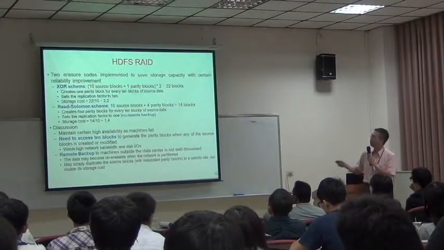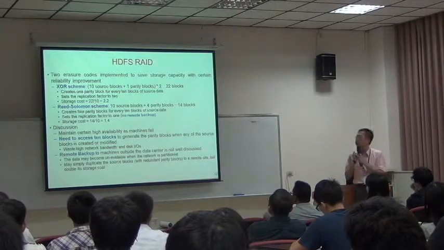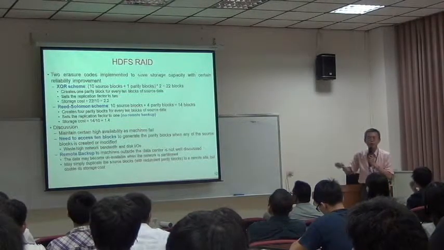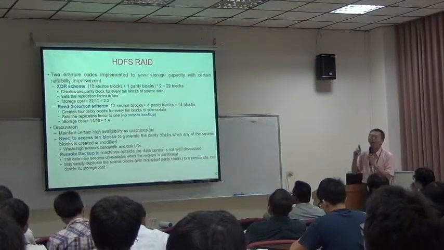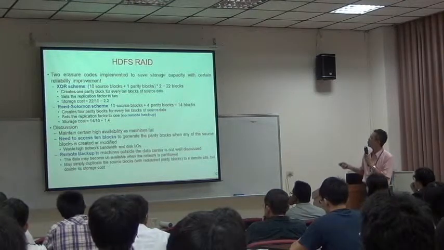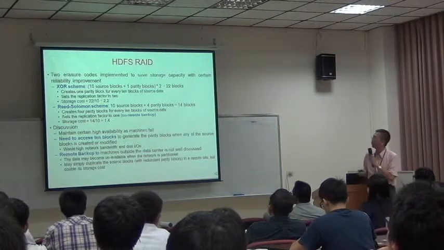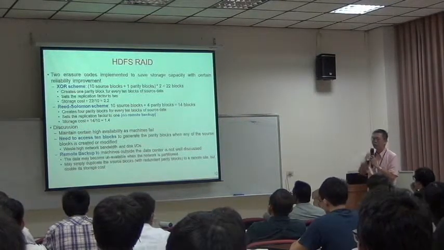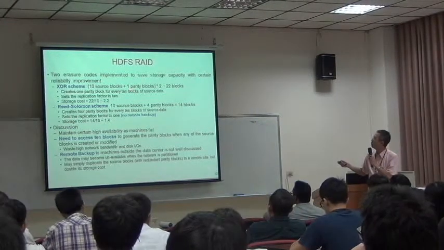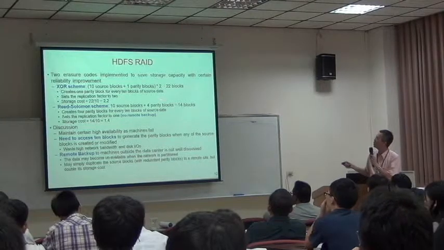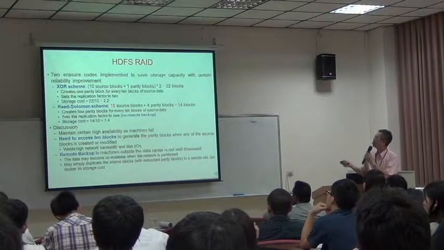For XOR, usually for both schemes, they will access 10 source blocks to generate the parity block. For XOR, you use 10 source blocks to generate 1 parity block. So it can reduce the storage cost to 1.1. However, to improve the reliability, they suggest to replicate the whole blocks, including the 10 source blocks and one parity block. So there will be 22 blocks in total. So the storage cost becomes 2.2.